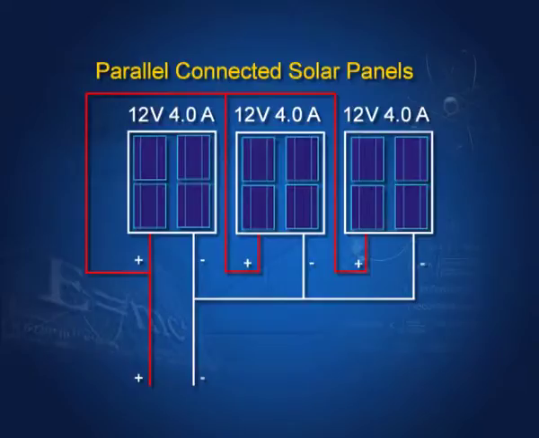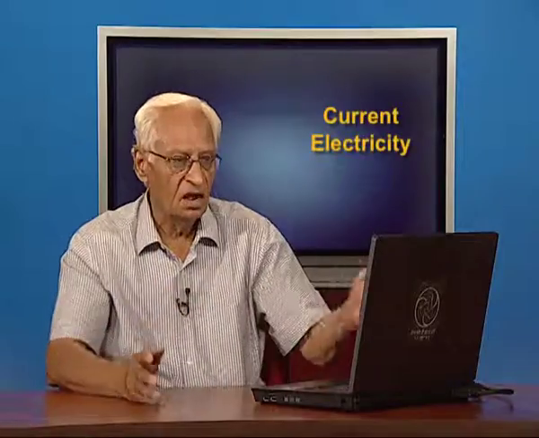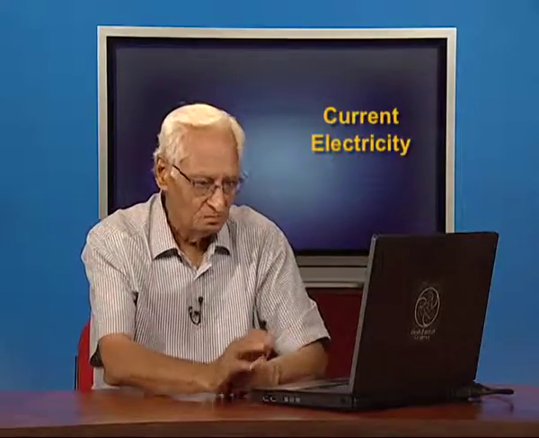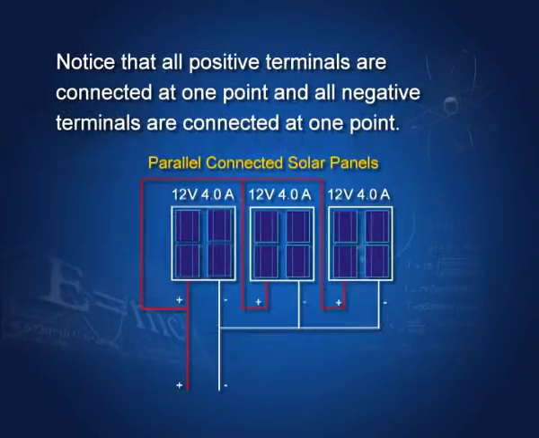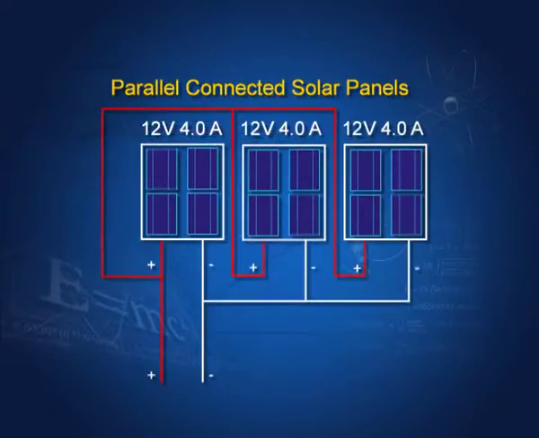So, all 3 positive terminals are connected at one place, all 3 negative terminals are connected at one place. Therefore, these panels are in parallel. Why are they in parallel? To just boost the capacity. Notice that all positive terminals are connected at one point and all negative terminals are connected at one point.